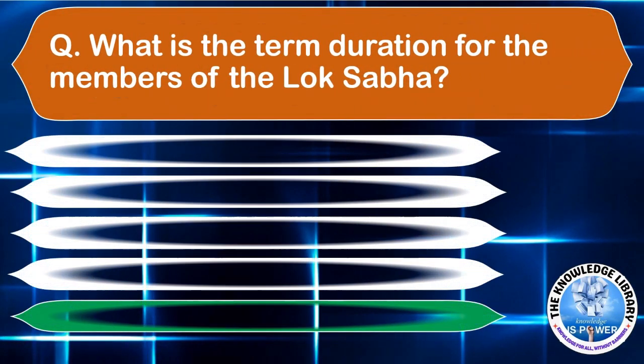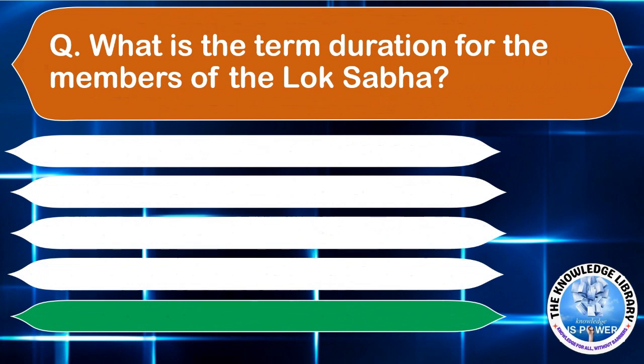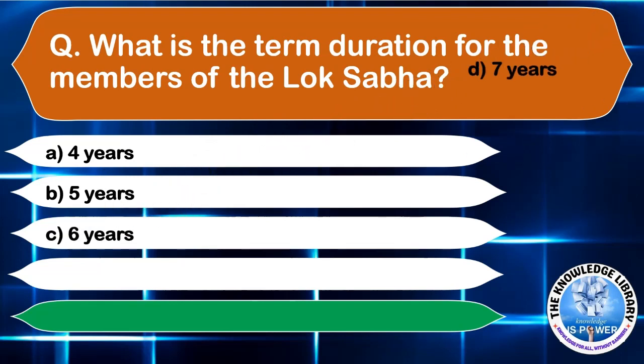What is the term duration for the members of the Lok Sabha? Option A, 4 years. Option B, 5 years. Option C, 6 years. Or option D, 7 years. The correct answer is option B, 5 years. Moving to the next question.